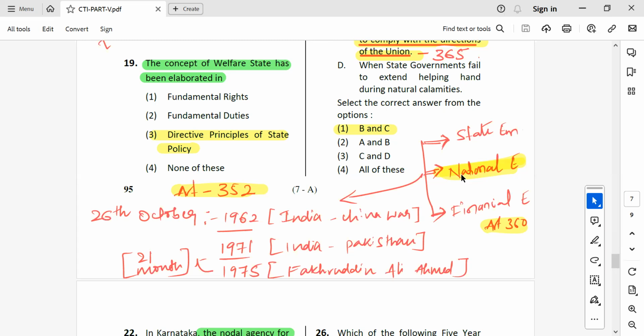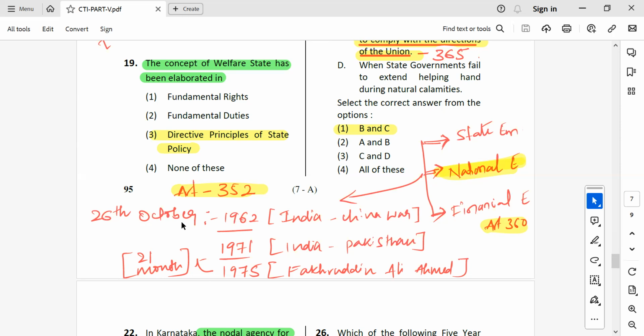Three times they have brought national emergency. Two times during the time of war, which is due to external aggression or external reasons, and the other is due to internal disturbances, which was brought during the time of Indira Gandhi in the year 1975. At that time Fakhruddin Ali Ahmed was the president. So remember, this question might appear in the exam. That emergency remained for 21 months.